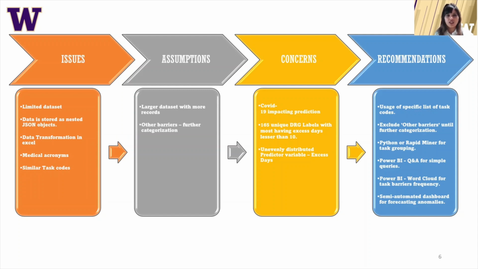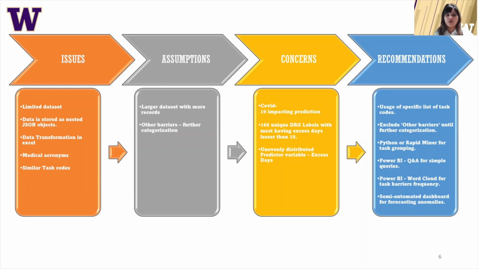Then coming to DRG labels, there are more than 150 unique DRG labels, with several of them having a count of excess days less than 10. So our concern was visualizing all of them. Our predictor variable, excess days, was also unbalanced, and to rectify that, we used mode fill and oversampling.